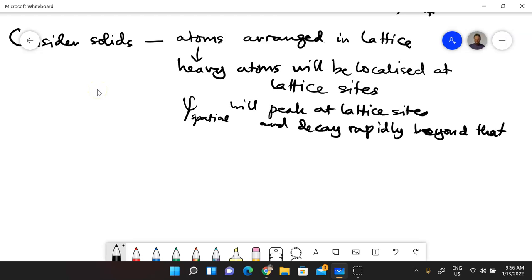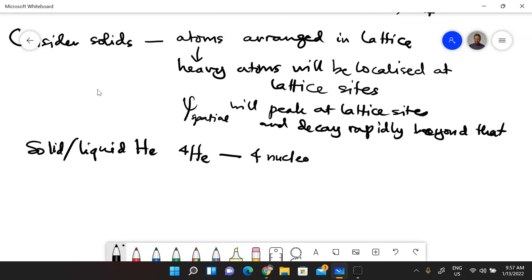So in this particular case, one can consider, for example, solid or liquid helium. And they exist in two forms. So they have this helium-4 case. So the 4 is coming from the 4 nucleons. So 2 protons and 2 neutrons, okay, and the nucleons are of spin half.